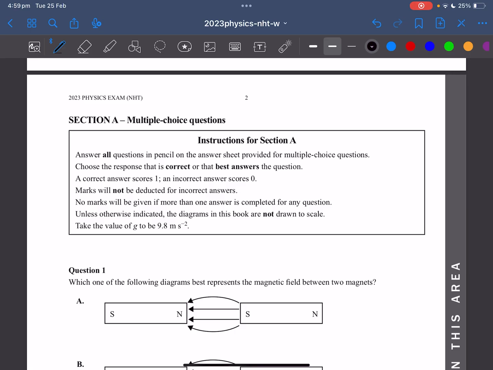Hey all, so in this video I'll be going over the 2023 Physics NHT multiple choice questions. So without further ado, let us get started.